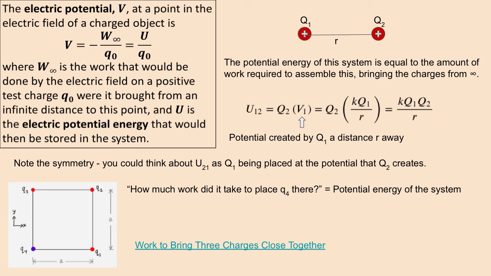Okay, so here it says the electric potential V at a point in the electric field of a charged object is V equals negative W infinity divided by Q naught equals U over Q naught. So W infinity is the work that would be done by the electric field on a positive test charge Q naught where it is brought from an infinite distance to this point. And U is the electric potential energy that would then be stored in the system.